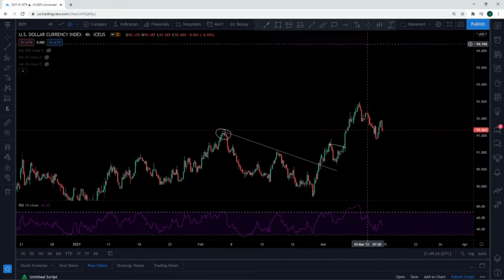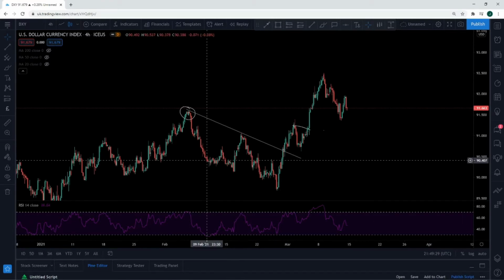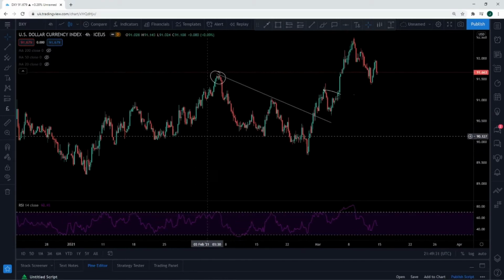What I like about this pair, guys, and what I'm seeing, is that the market always creates some simple chart patterns, guys.